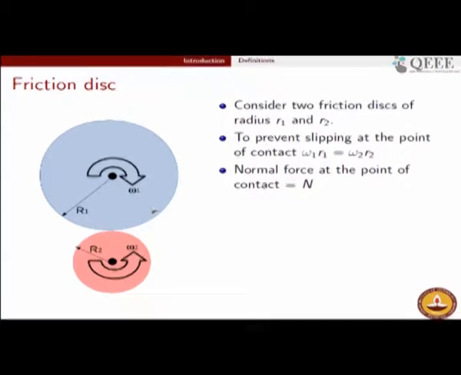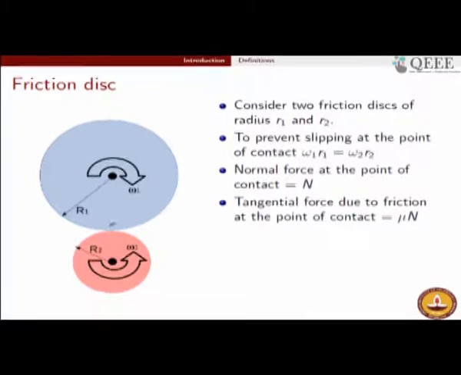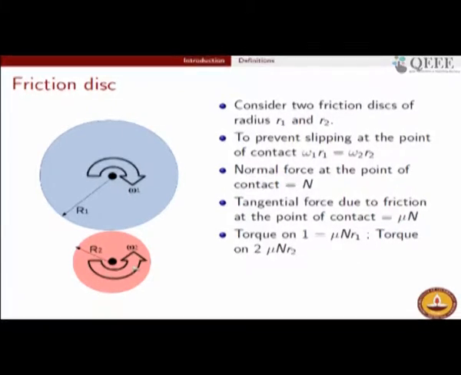Because it is a friction disc, the friction force develops only if there is a normal force between these two bodies. So the normal force at the point of contact has to be N, right. Only if there is a normal force, there is a question of friction, because friction is mu times normal force. So the mu times normal force is the tangential force or the frictional force which acts tangentially to these two discs, and because of this tangential force you have a torque which is mu times N times R1 on one disc and mu times N times R2 on disc 2, right. So therefore if you have to transfer a large torque, you therefore need a large N, right.